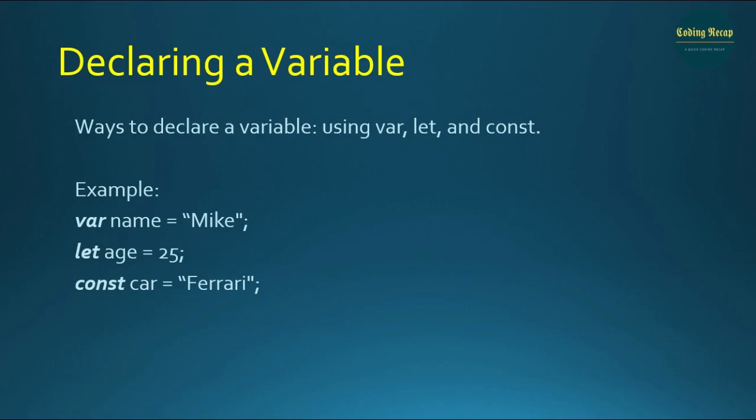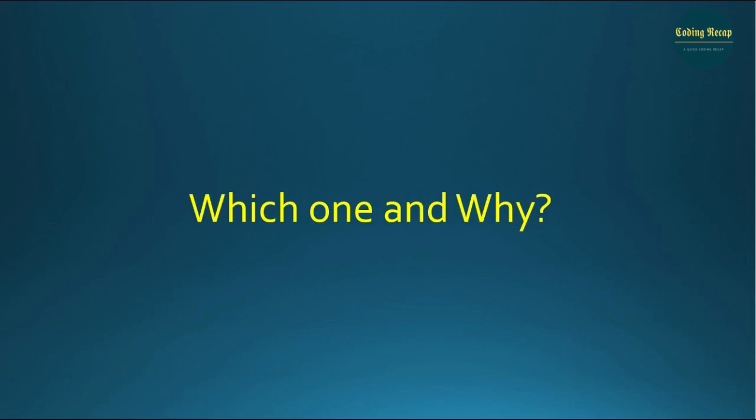Let's take a quick look at each one. var name = "Mike", let age = 25, const car = "Ferrari". All three, var, let, and const, are used to declare variables in JavaScript, but they differ in scope, reassignment, and hoisting. Let's break it down.